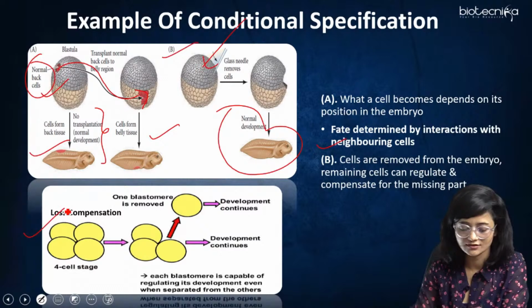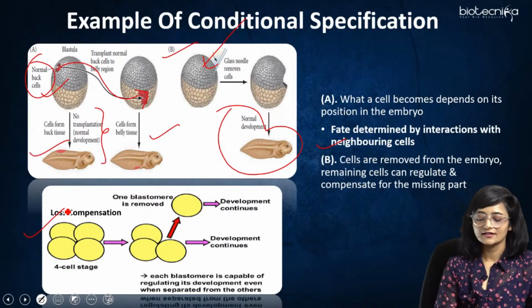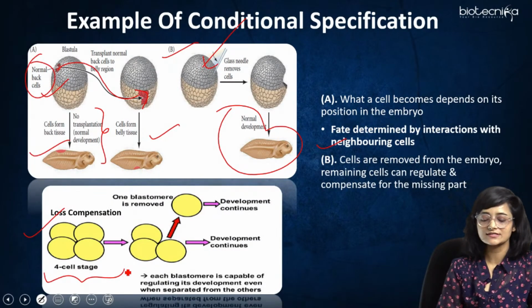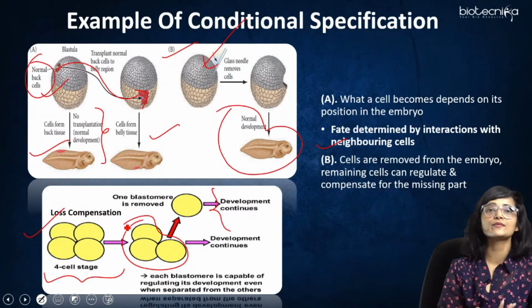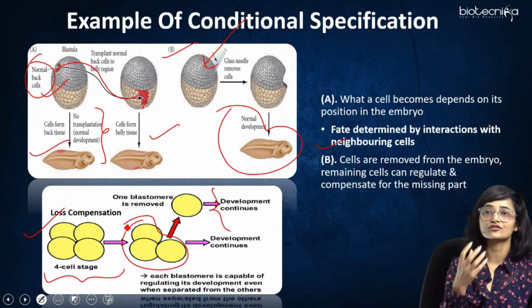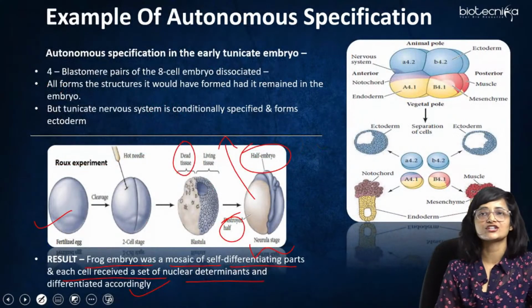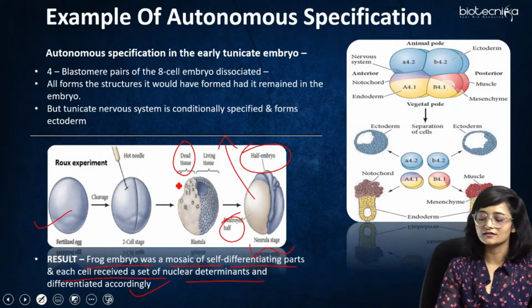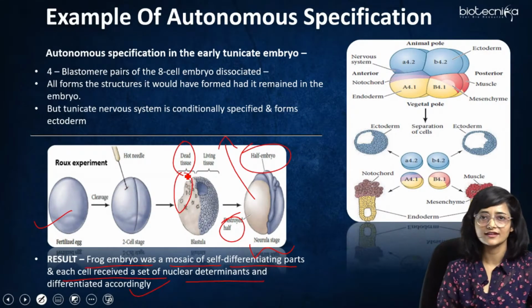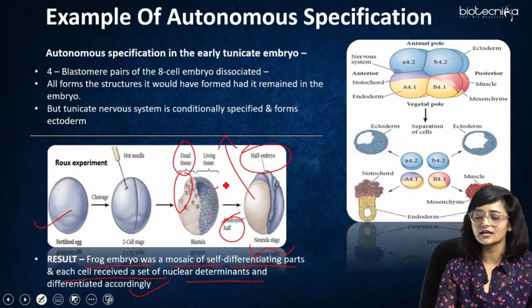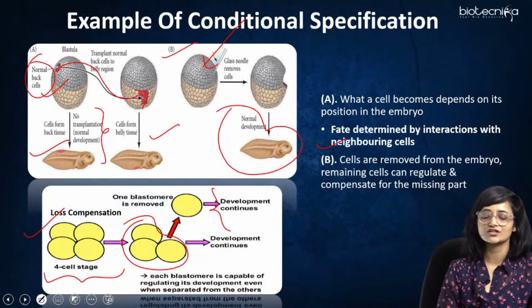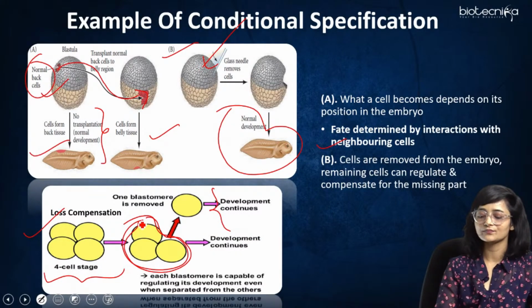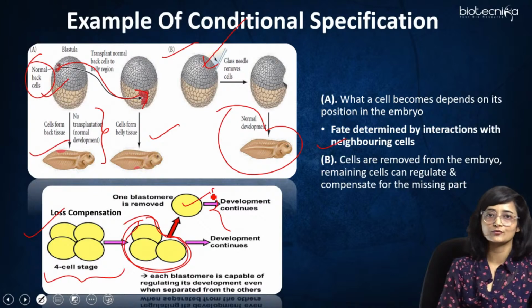A very good example of this is the 4-cell stage of the blastomere. We have removed one cell. When one cell is removed, the other cells are capable of compensating for the effect of that removed cell. While in case of autonomous specification, it was not the case. When a particular type of cell was removed, the cells were basically destroyed. The other cells were not able to compensate for its requirement. While in case of conditional specification, the other cells are capable of compensating for the property of the cell which is removed, and they are able to produce a particular cell type, the normal cell type.